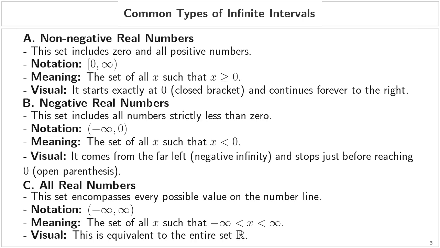Finally, we have the most expansive interval of all real numbers. This encompasses every single possible value on the entire number line. We denote this as an open parenthesis negative infinity, followed by an open parenthesis infinity. Mathematically, this means negative infinity is less than x, which is less than infinity. This interval covers everything, and it is exactly equivalent to the set of all real numbers, which we denote with a capital R. As we move to the next slide, we will shift our focus from how these intervals are defined to how we calculate the distance, or the length, between endpoints in finite intervals.